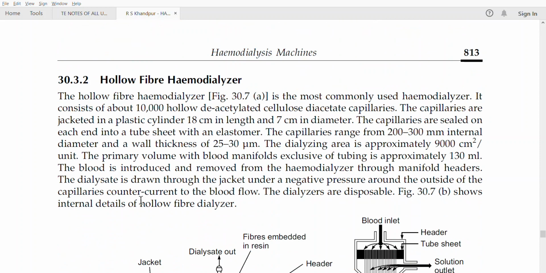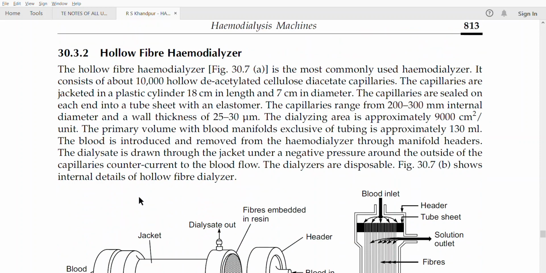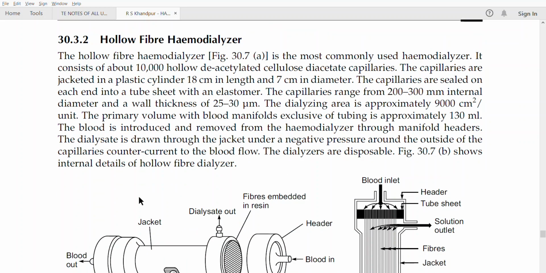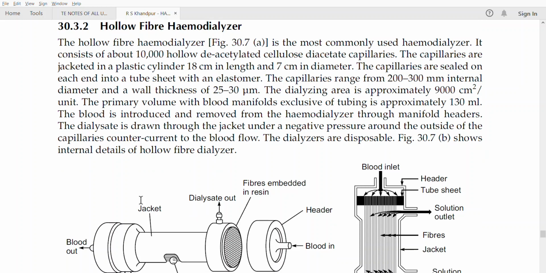One of the commonly used hemodialyzers is the hollow fiber dialyzer with about 10,000 capillaries made of deacetylated cellulose. As we saw in the membrane video, cellulose is a majorly used dialysis membrane. The capillaries are jacketed in a plastic cylinder of 18 centimeters. These are some details that you should know. Capillaries are sealed end to end in each tube with elastomer. Capillaries range from 200 to 300 micrometers internal diameter, with a thickness of 30 to 50 micrometers.